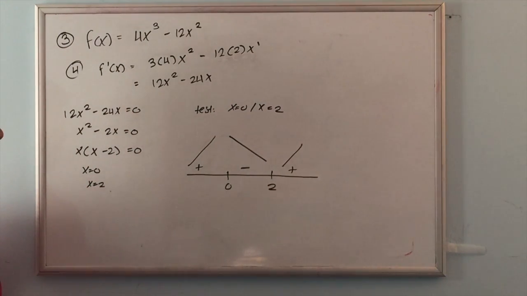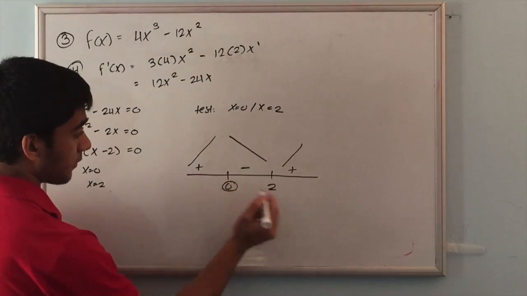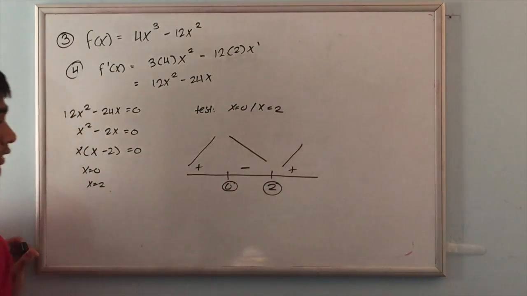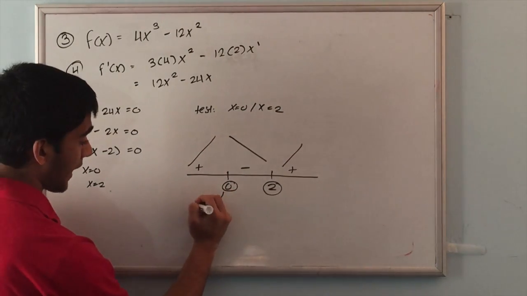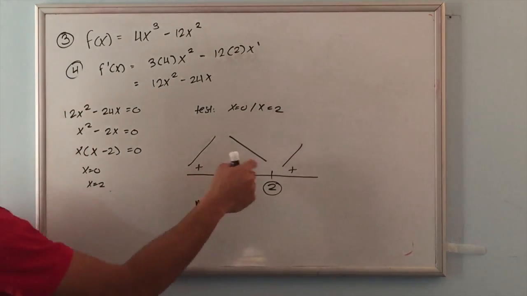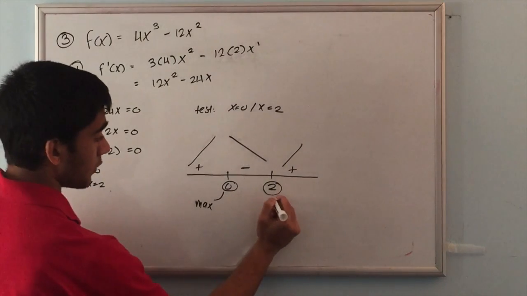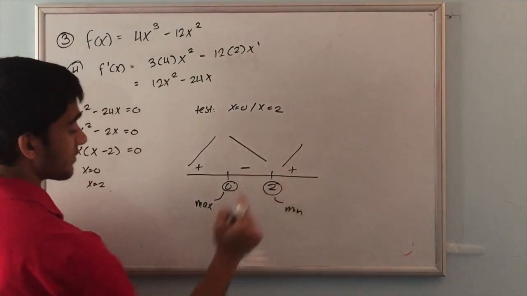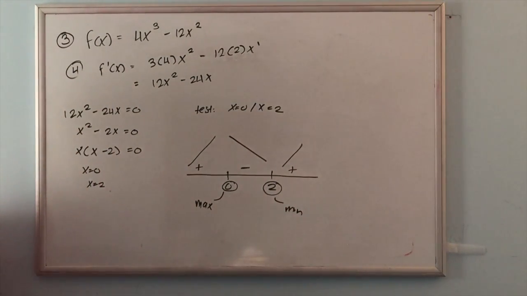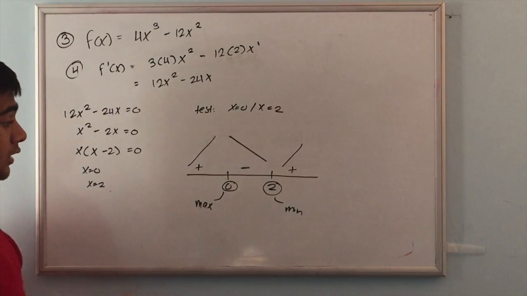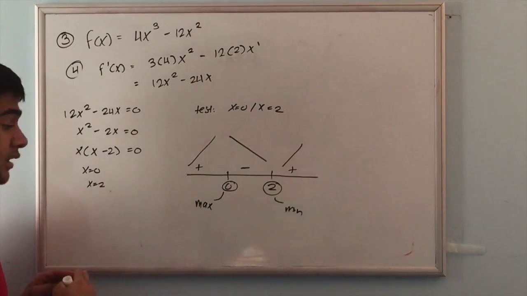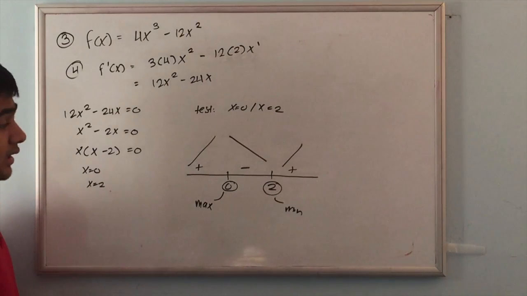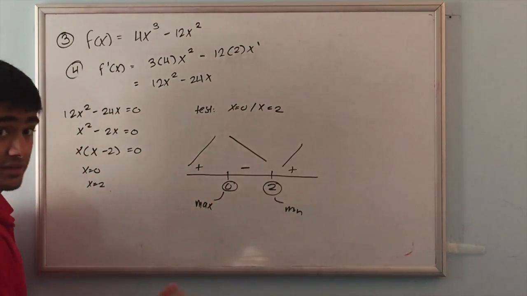So notice that we have two critical points. 0 is a critical point, and 2 is a critical point. Since this makes a mountain, 0 would be a max, and 2 would be a min, since it's making a valley. So from the number line test itself, you can tell whether the critical values you have are mins or maxes. If it makes a mountain, it's a max. If it makes a valley, it is a min.